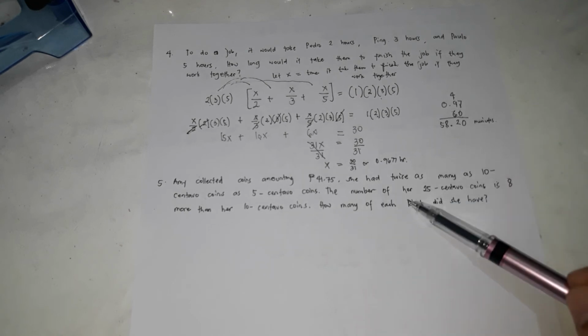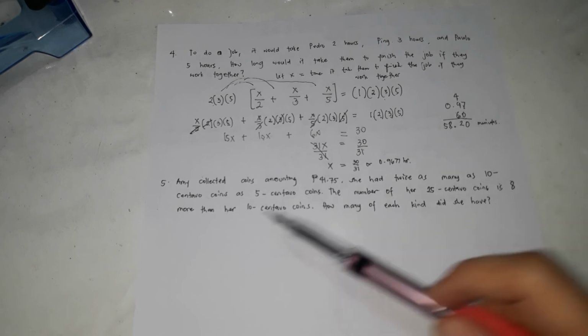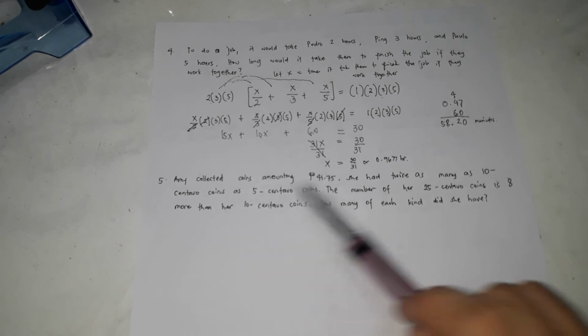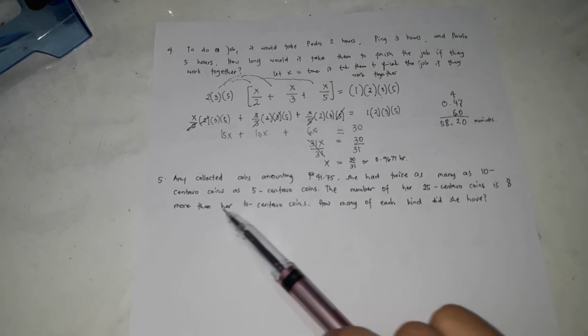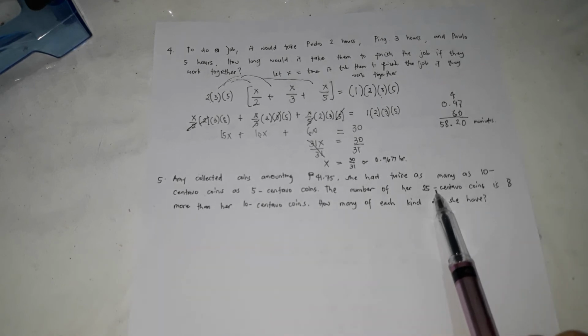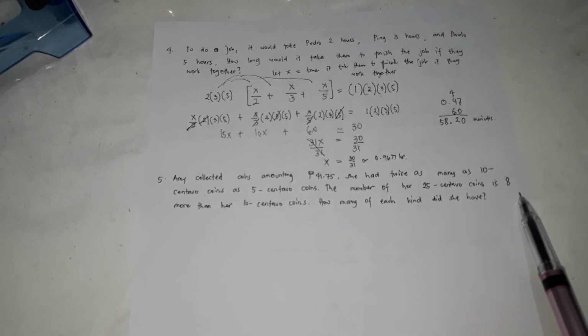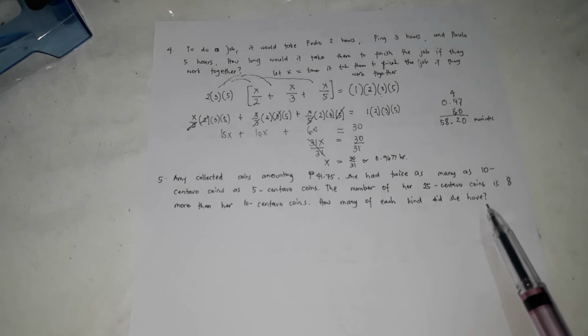Ngayon, the number of her 25 centavo is 8 more than her 10 centavo coins. So, halimbawa kung 20 ang 10 centavo coins niya, mas marami daw yun ng 8 si 25. So, kung 20 itong si 10, si 25, 28. So, how many of each kind did she have? That's the question. Ilang 5 centavo coin, ilang 10, ilang 25.